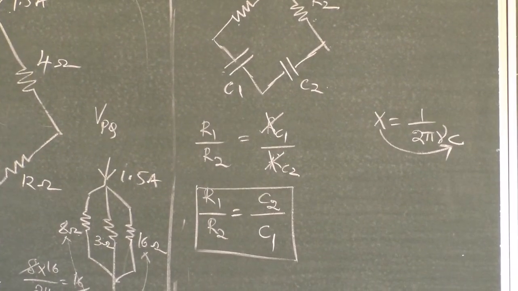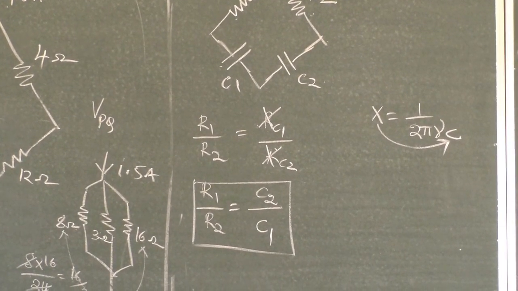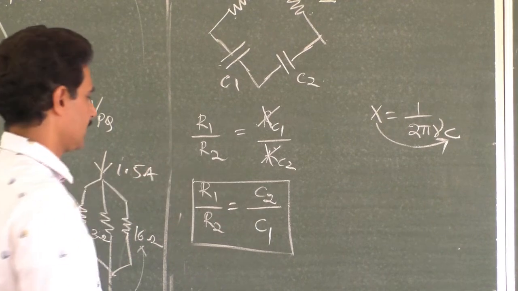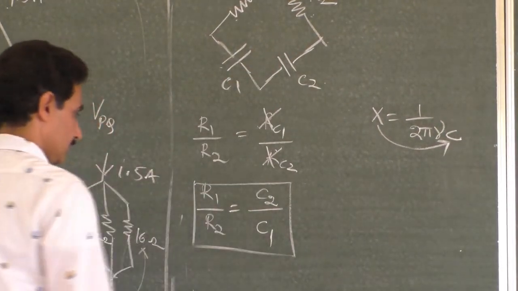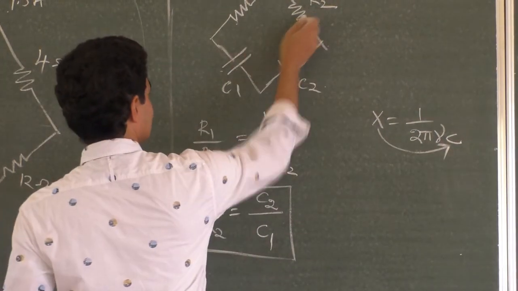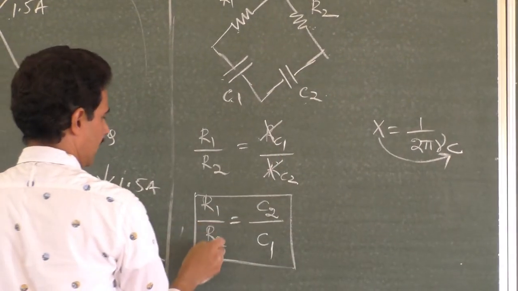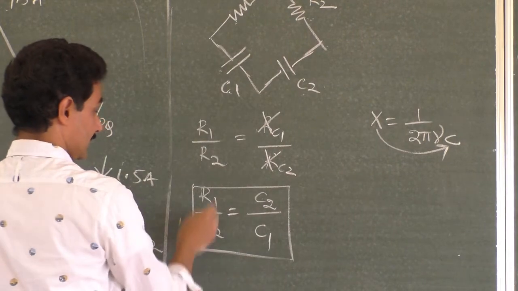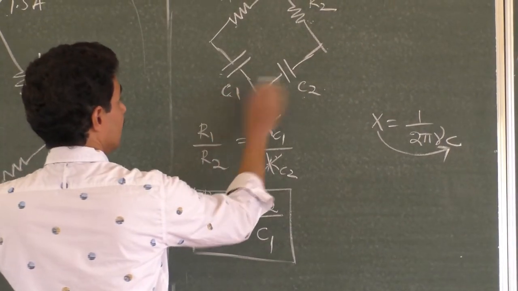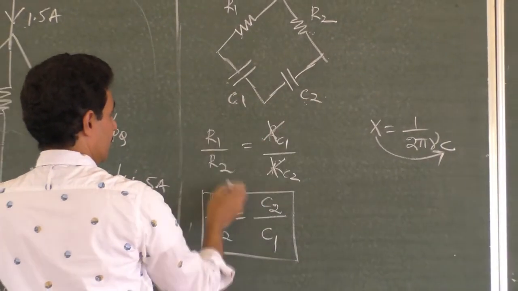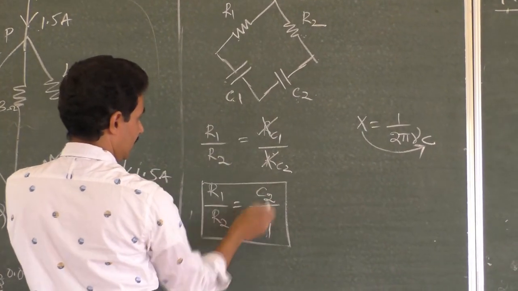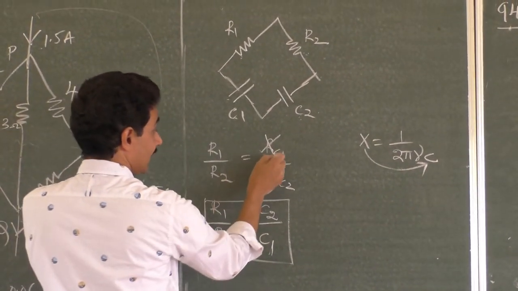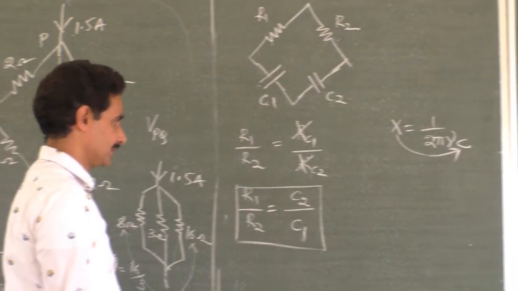So in a capacitor circuit, before going to the problem, I will discuss what will happen if all the components are capacitors. Suppose 2 are resistors, 2 are capacitors. So R1 by R2 is equal to C2 by C1, because if all the components were resistors, R1 by R2 is equal to R3 by R4, something like that. But here you have the reverse ratio, right? Because reactance is inversely proportional to capacitance.